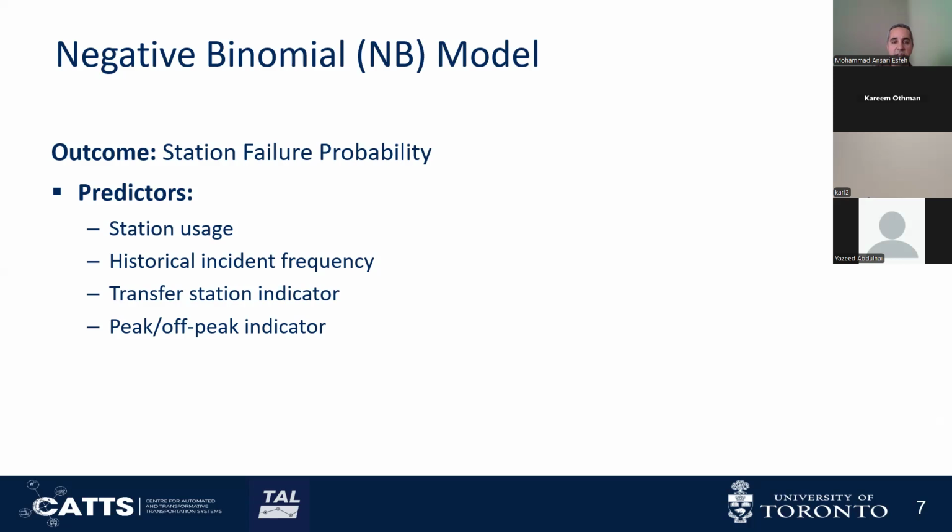outcome is the station failure probability and the predictors are the station usage. That's basically the boarding and alighting activities at different stations in a network. We're also looking at historical incident frequency as a predictor. We also have a transfer station indicator and a peak and off-peak period indicator. So whether the station is labeled as a transfer station or not, or whether the station is operating during peak period versus off-peak period.